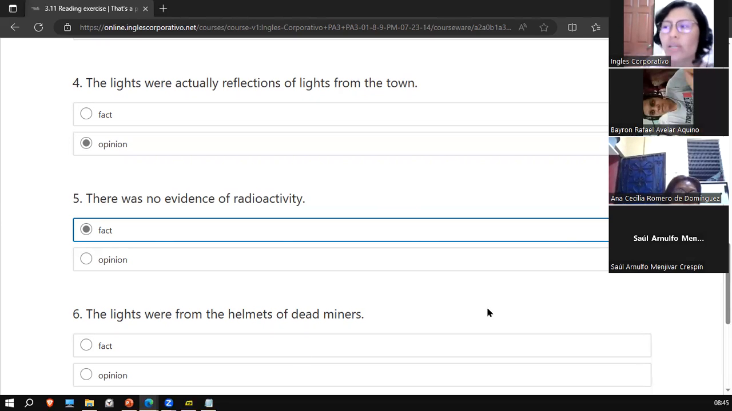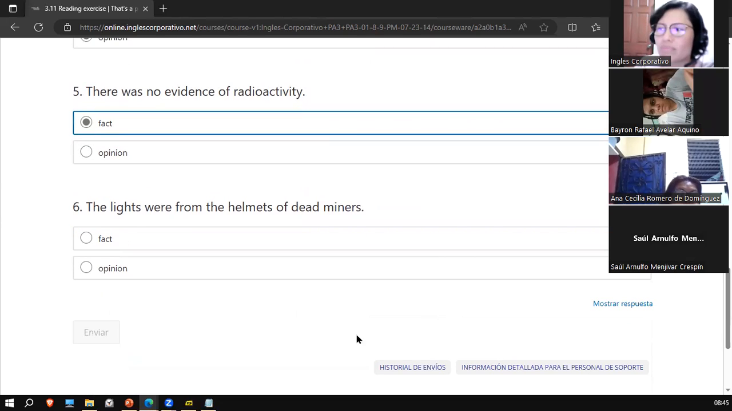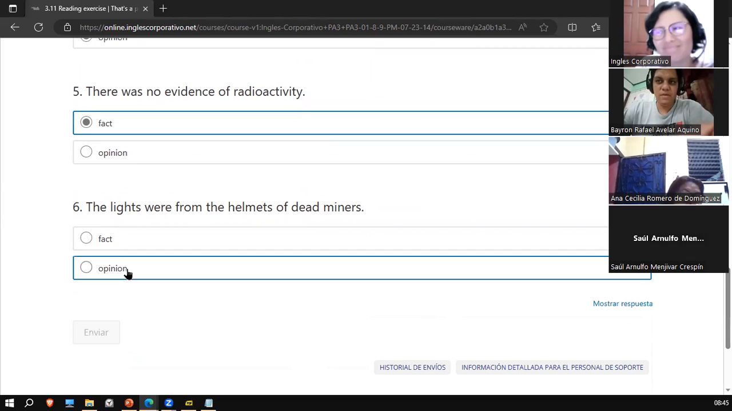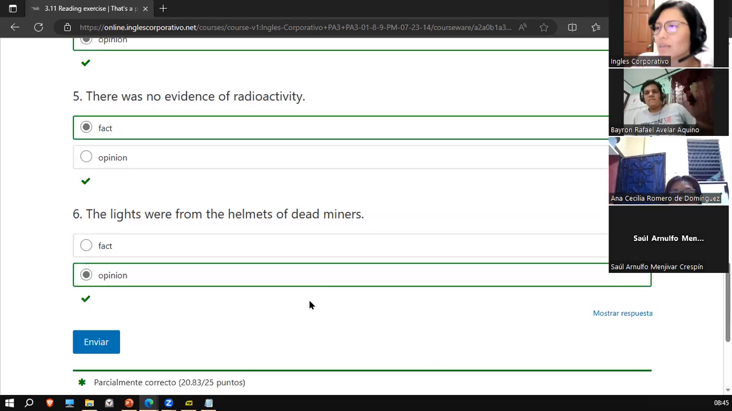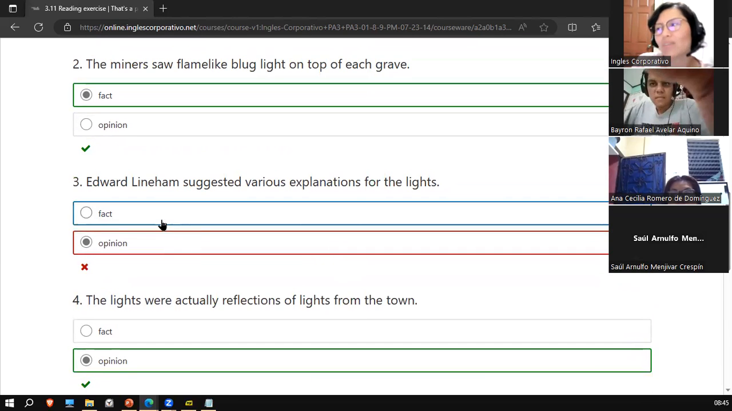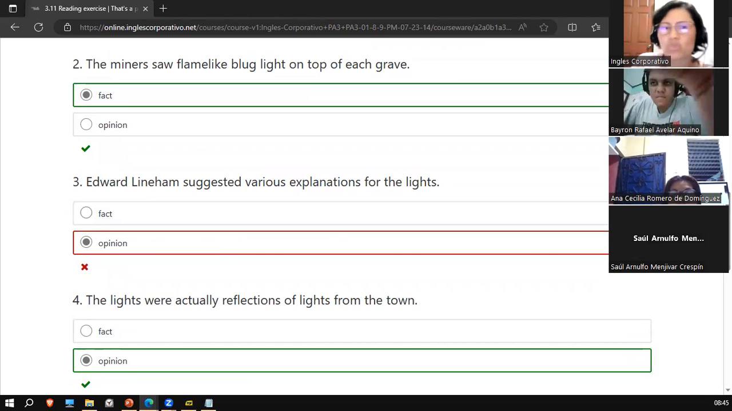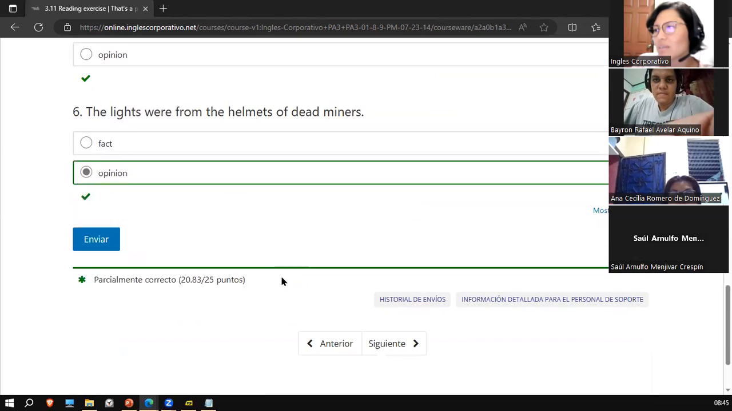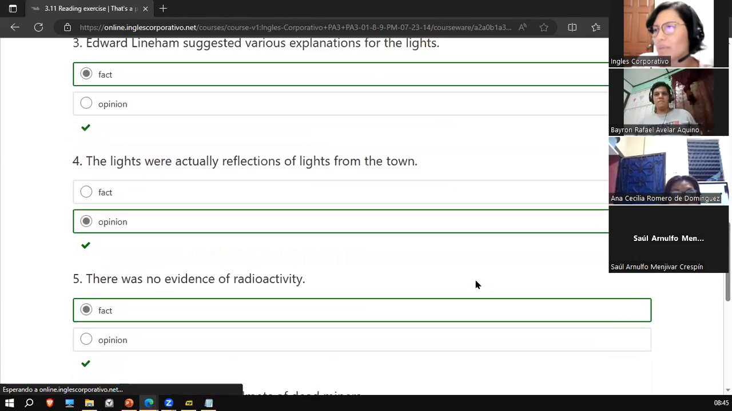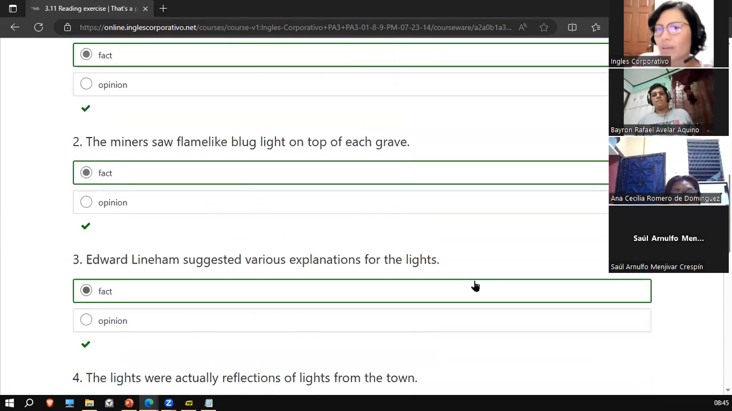The lights were from the helmets of dead miners. Opinion, ¿verdad? Y pues es la más fantasiosa porque dice que son de las lámparas de los cascos de los mineros buscando su fortuna, but I mean that couldn't have been proven, right? So let's go ahead and send it. Vamos a ver. Ay, aquí me equivoqué. Sorry. Okay, Edward Limeham has suggested various explanations for the lights, because actually, sí, aquí tendría que haber sido esta. Ahí les quedan, ¿verdad? Las respuestas.